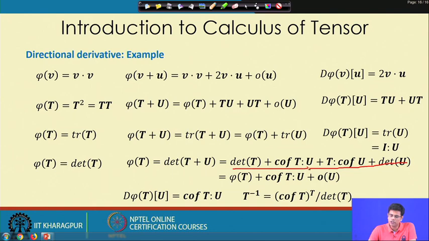The cofactor of T inner product with U is essentially the trace of cofactor T transpose into U. So, this is a scalar, this is also a scalar, and finally the determinant will be a scalar. Even though it is a scalar function, these quantities make it a nonlinear function. So, it is not simply det of T plus det of U. This one can remember.